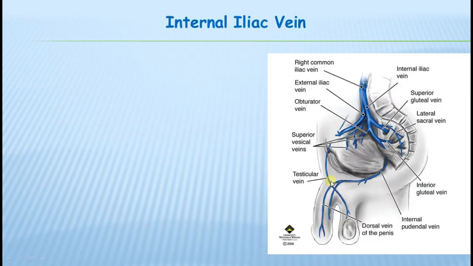Now coming to the internal iliac vein, which runs in the posterolateral wall, between the artery and the ureter in front, and the lumbosacral trunk with the sacroiliac joint behind, and joins with the external iliac vein and forms the common iliac vein.